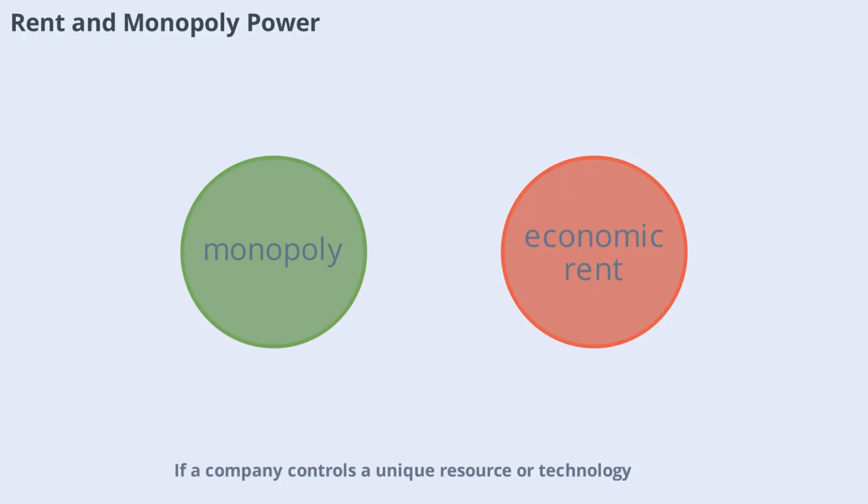Sometimes, rent arises from monopoly power. If a company controls a unique resource or technology, it can charge higher prices, earning economic rent. This is why patents, copyrights, and exclusive licenses can be so valuable. Monopoly power can lead to higher rents, but it can also reduce competition and innovation if not regulated.